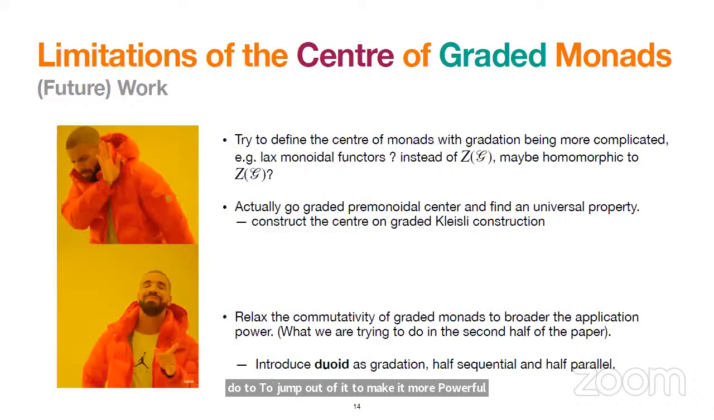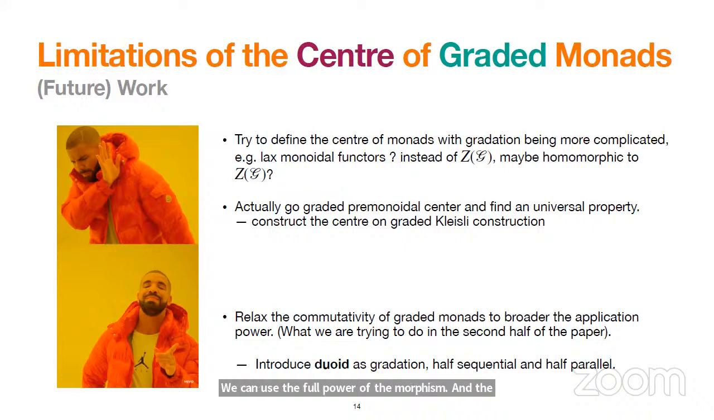And yeah, there are three directions we considered. The first is, out of the question of the applications, you can try to define the center of monads. The gradation of the center can be, instead of just the subset inclusion, something homomorphic to the center of the gradation. Then it becomes more interesting because there are more structures inside. It's not simply an inclusion. We can use the full power of the morphism we define.